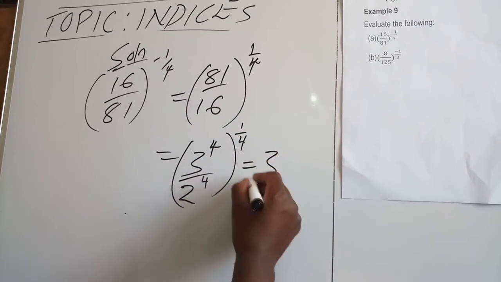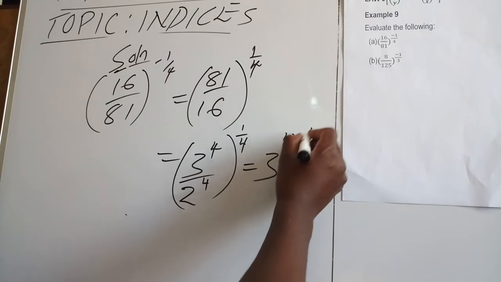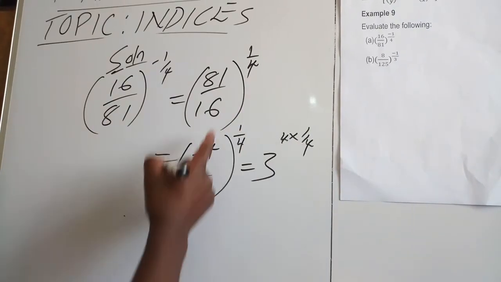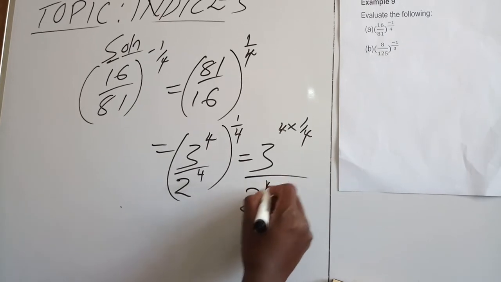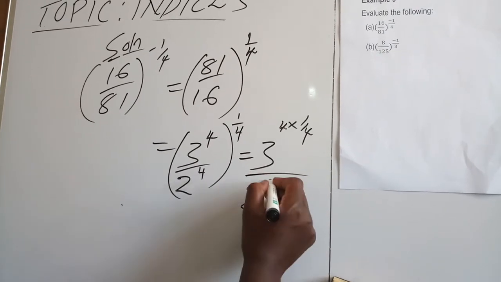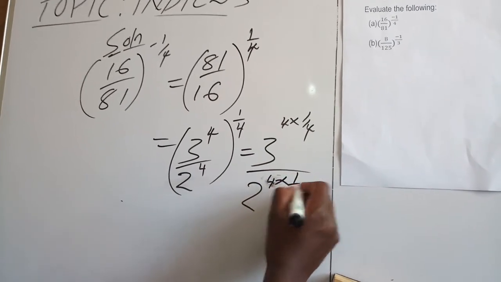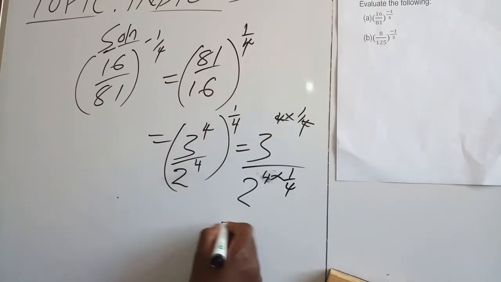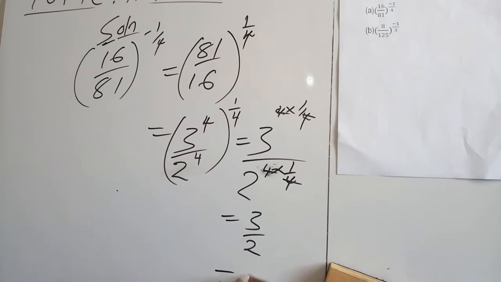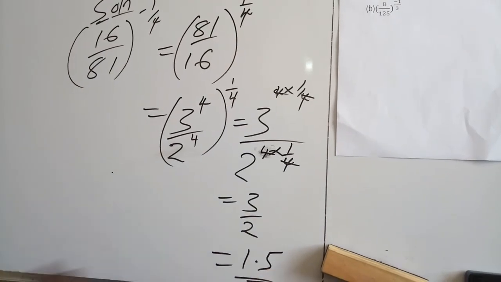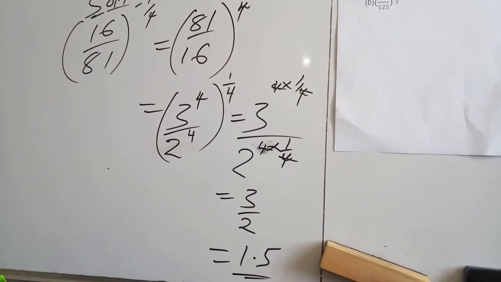This will come to 3 power 4 times a quarter. This is a common power to both elements inside the bracket. Then 2 power 4 times a quarter. That will give us 3, this and this will give us 4. In the end, what do we have? 1.5. We are done with that.